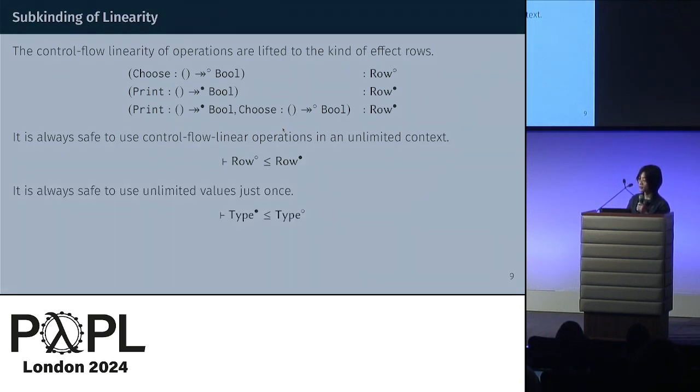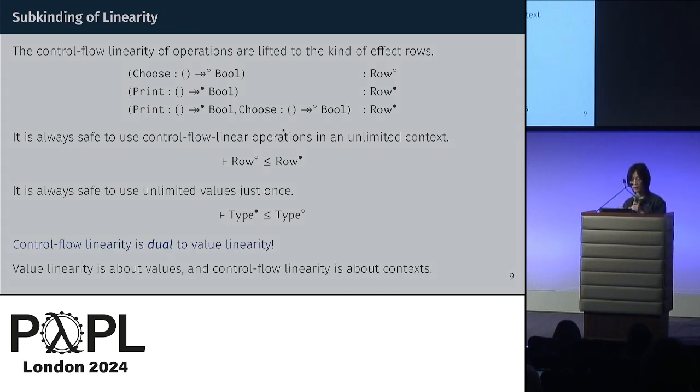But for values, the subtyping relation is actually the reverse, because if we have some unlimited values, we can use them exactly once. So there is some kind of duality between control flow linearity and value linearity. This is essentially because value linearity tells us something about values themselves, while control flow linearity tells us something about the continuations or the context of some operations.